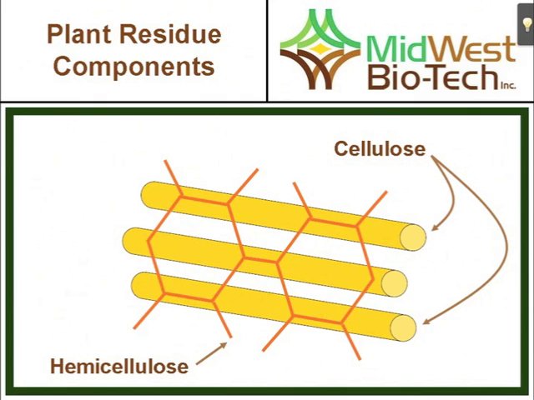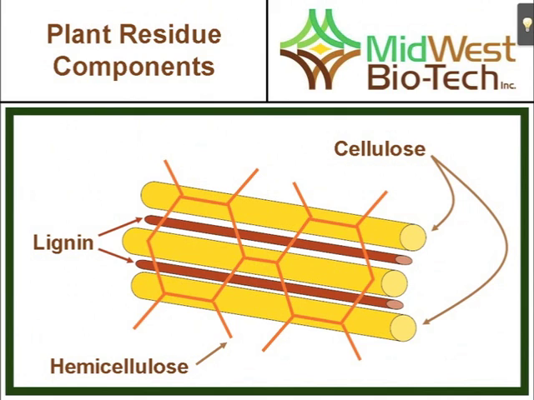The toughest part is the lignin. That's the third key component. Lignin is a very complex polymer. It's a very ugly, long, complicated, dense chain of atoms strung together to form these molecules. And because of its density, it's very difficult to break down.